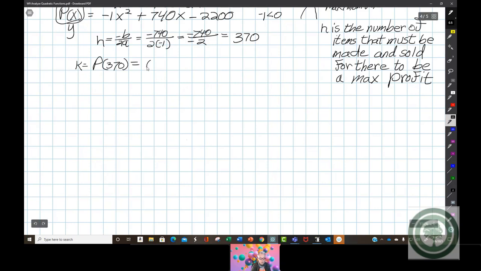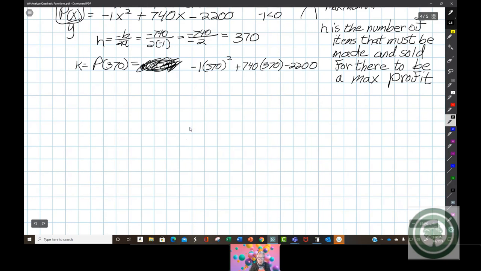So, negative 370 squared. That's right, get it together, Barbara. Negative 1, the way I wrote it here, negative 1 times 370 squared. Right, okay. Plus 740 times 370 minus 2200.